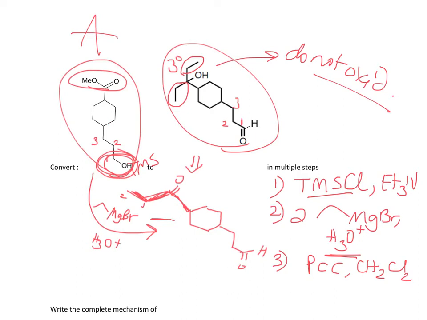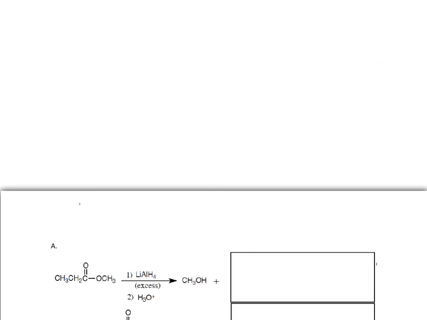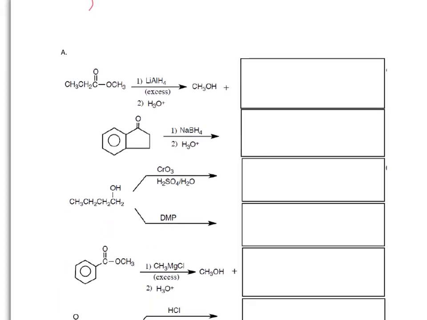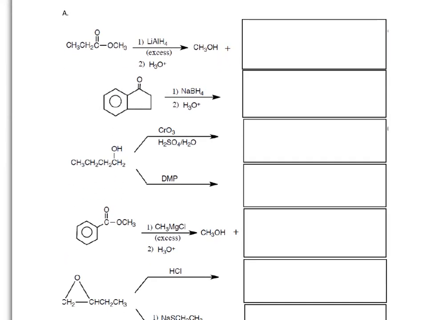Okay, let's go to the next, and that is this slide right here. We are given, essentially, a box problem type of scenario. We are given several different reactions and we are supposed to provide the product of each of these. The first question is that we have an ester and we are subjecting that to reducing conditions. Reduction reaction is being carried out.